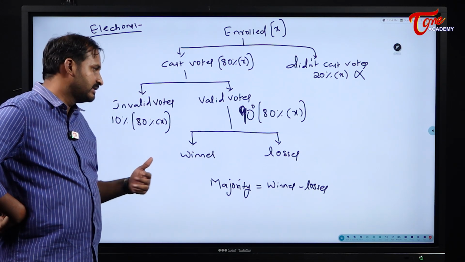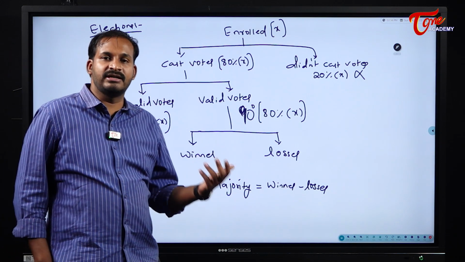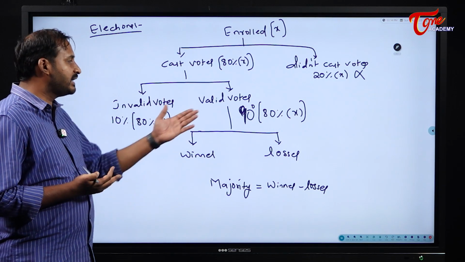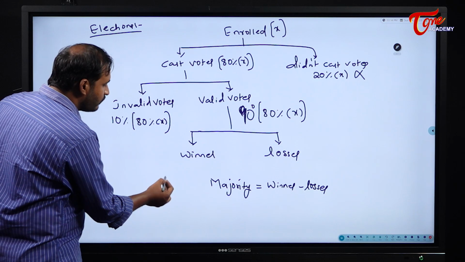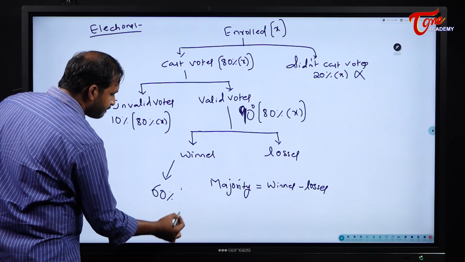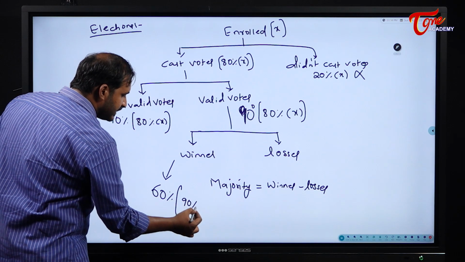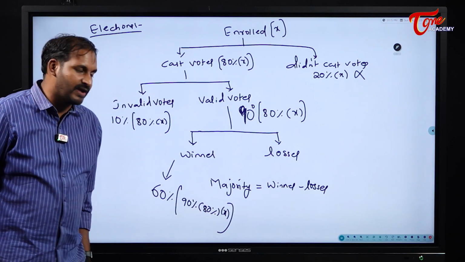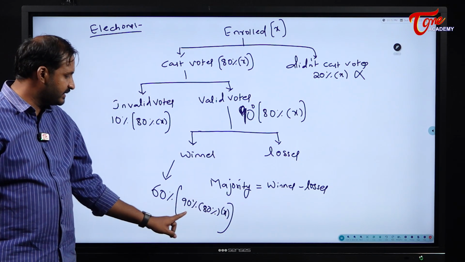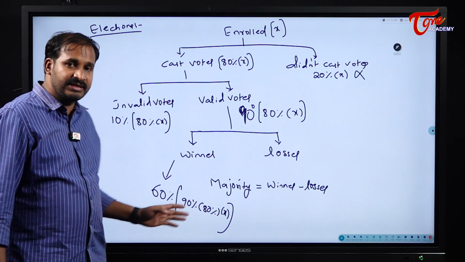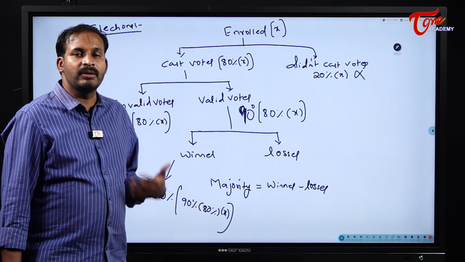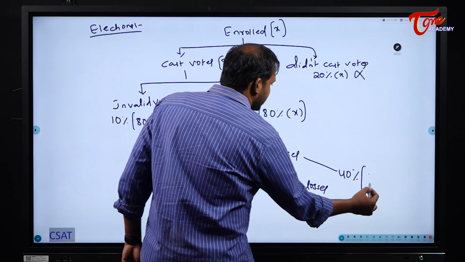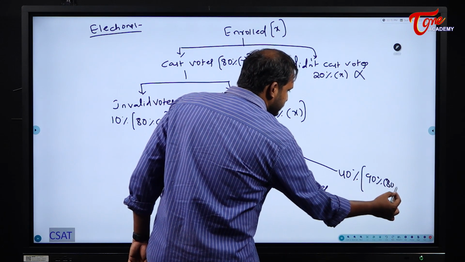Next. Now, the winner gets 60% of votes. The winner gets 60% of votes means what will you take into consideration? Only valid votes, right? So the winner will get 60% of valid votes, that means 60% of 90% of 80% of X. If the winner gets 60% of votes, what about the loser? He will get 40% of valid votes. So 40% of 90% of 80% of X.